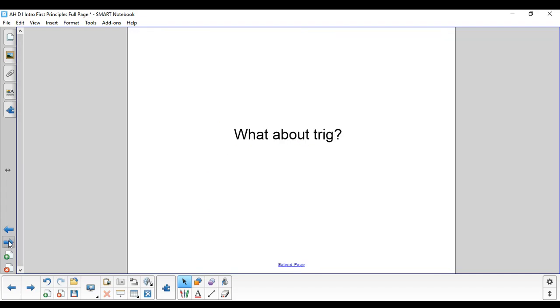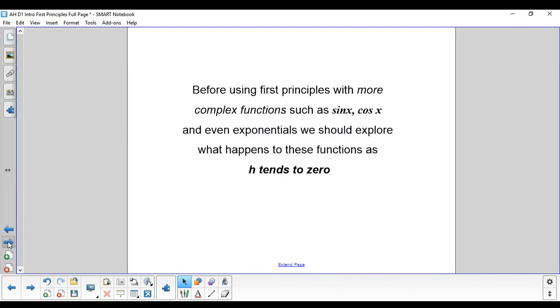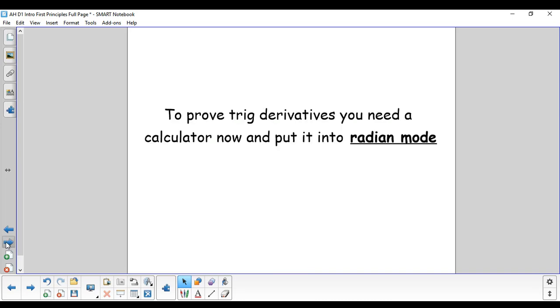Right, what about trig? Trig is far more involved and really pretty involved. So you need a calculator for this. So what I want you to do is make sure you've got a calculator and put it in radian mode. Before using first principles with more complex functions like sine, cos, even exponentials, we need to explore what happens as you look at the function tending towards 0. So make sure your calculator is in radian mode.